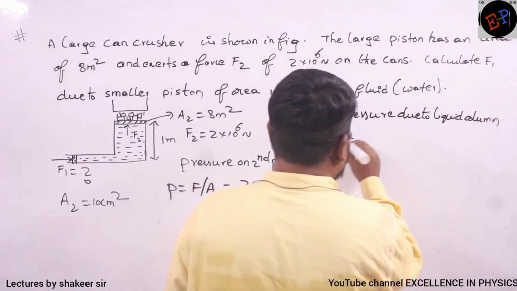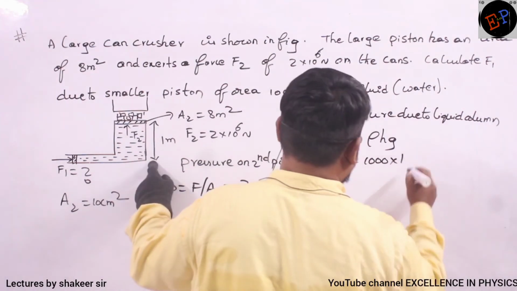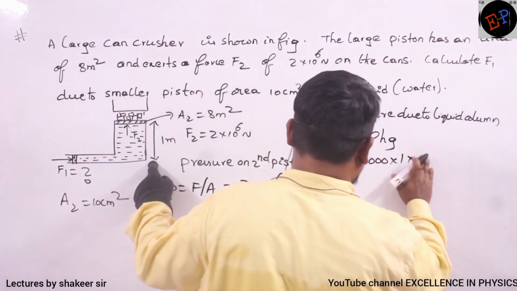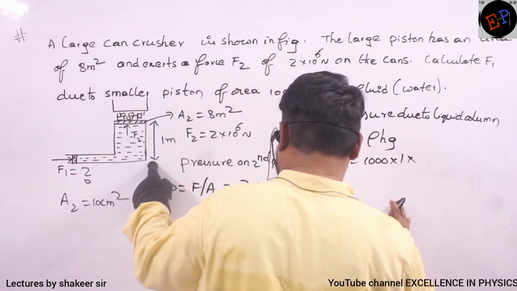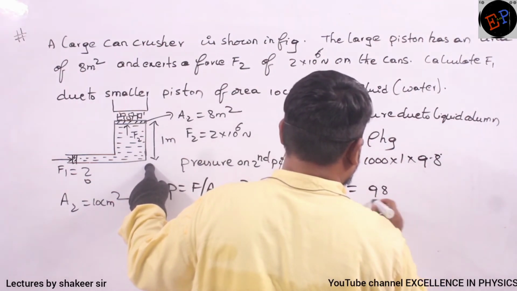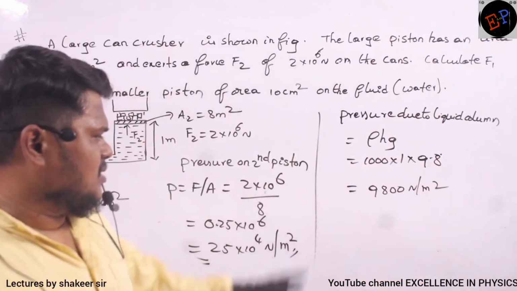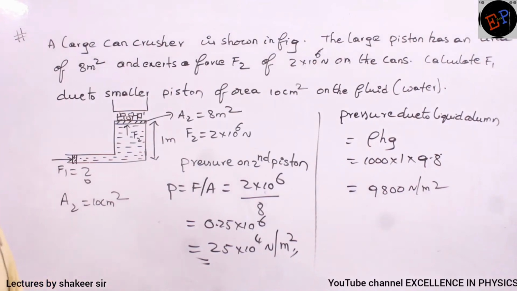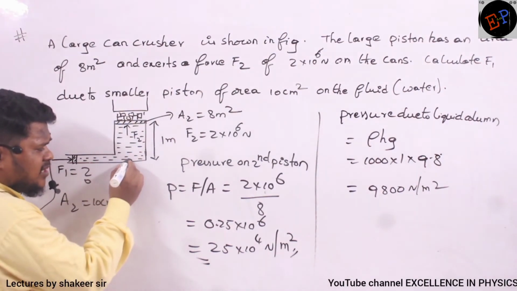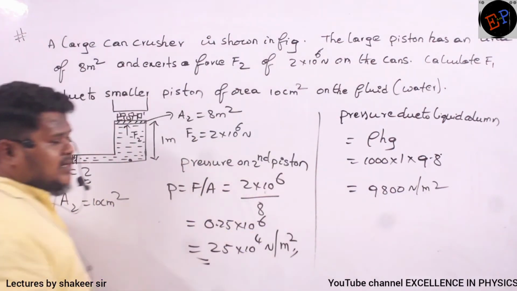Pressure due to the liquid column is rho g h. Density of water is 1000. h value is 1 meter. g value, shall we take 10? We shall take 10, but this person has taken 9.8, so we will take 9.8. So how much is it? 9800 newton per meter square. So 3 zeros, 9800 newton per meter square. Therefore, at the base of this tank, the pressure due to the liquid column is 9800.